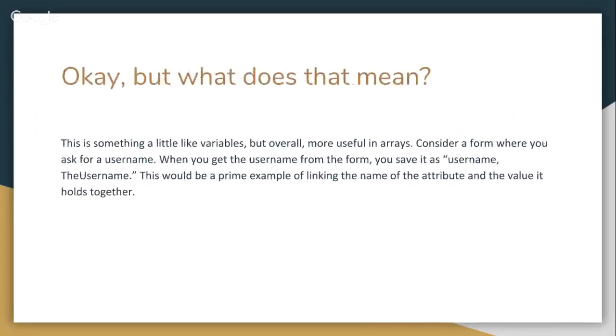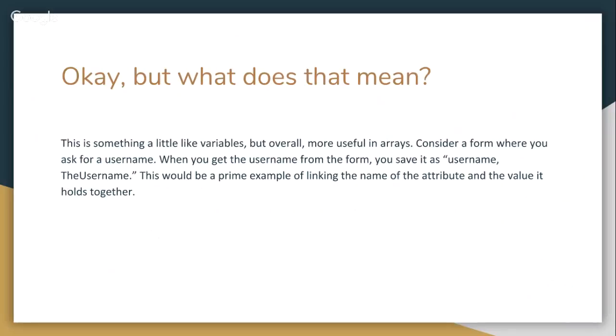Okay, so let's break that down. This is something kind of like variables, but overall more useful in arrays. Consider a form where you ask for a username. You don't want every iteration to be changed when you get the username value. If you're signing in, you want to be able to reference the username and say, oh, this user can access this, but not everything. So you want specifically the value to be tested.